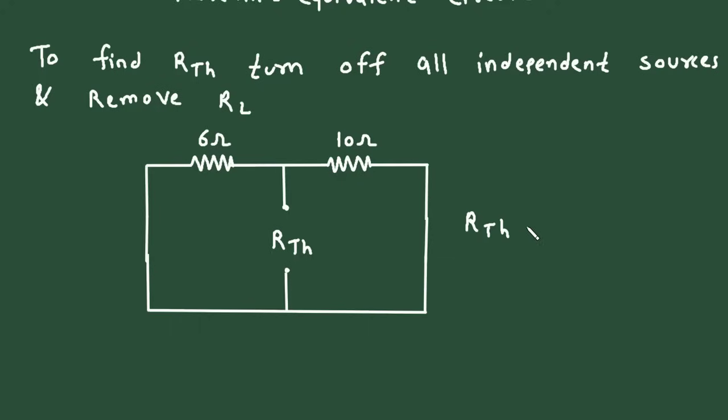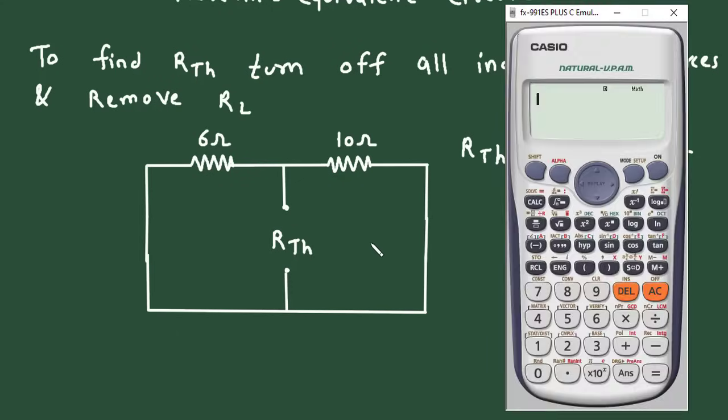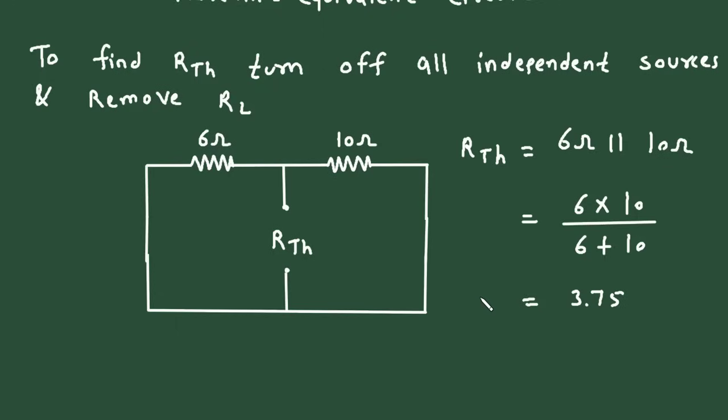So, here we can write RTH is equal to, here we can see this 6 ohm and 10 ohm are connected in parallel. So, it will be 6 ohm parallel with 10 ohm. Now, when we solve this, it will be 6 into 10 divided by 6 plus 10. So, it is 3.75. 3.75 is the value of RTH. Since it is resistance, its unit will be ohm.